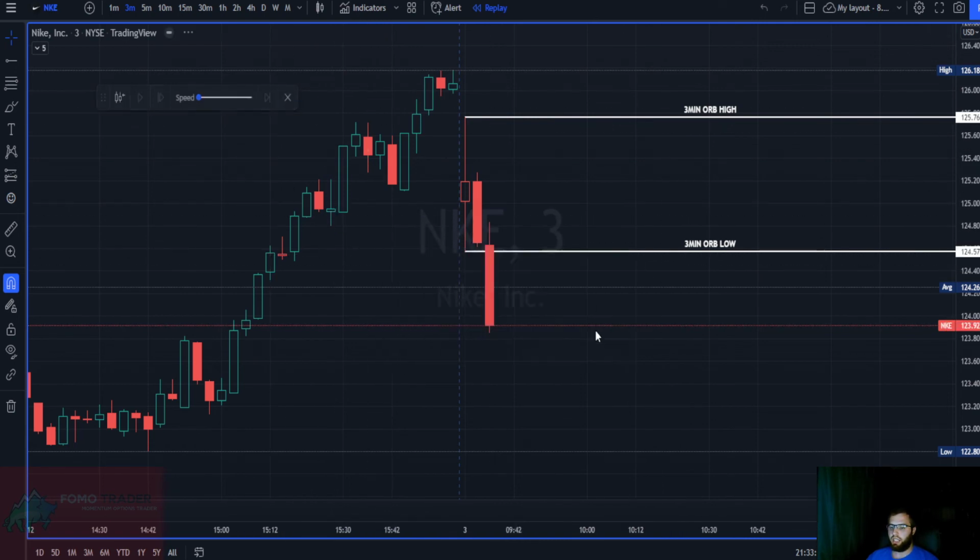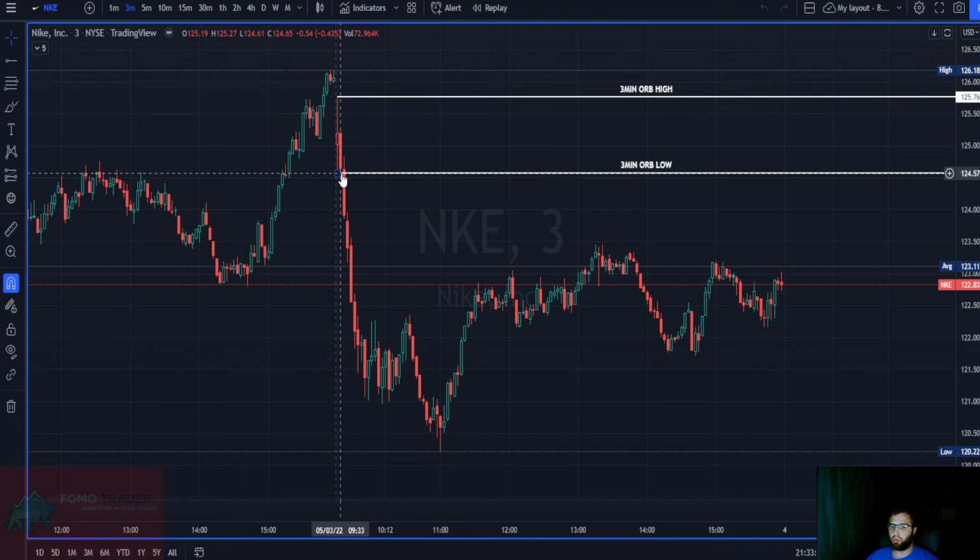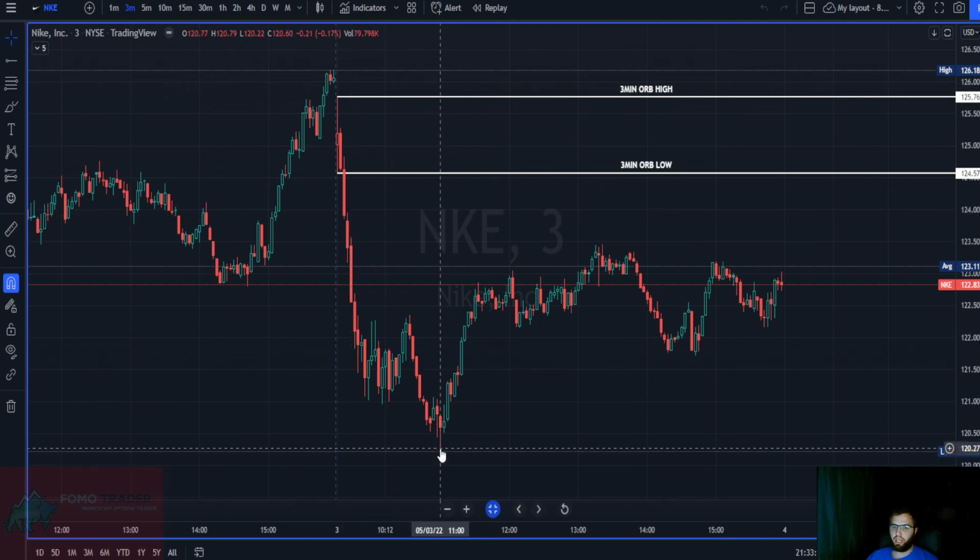And if we go ahead and end this replay and take a look here, if you would have gone short or entered puts on a break below 124.57 and waited for this candle to close, you would have possibly gotten in around the 124 area here, if you waited on the confirmation of the candle itself to close. And then the price dropped all the way. The low of that candle was $120.22, and that in options land would have paid heavily.